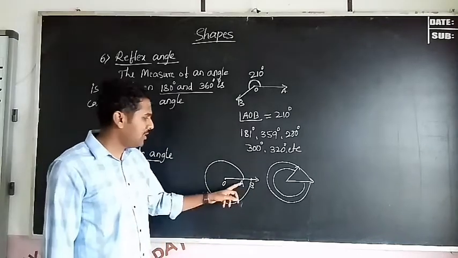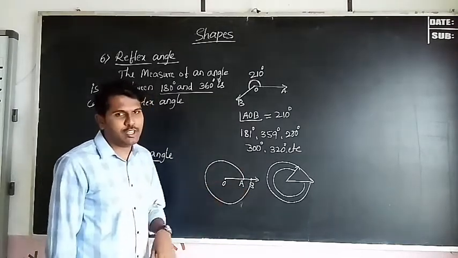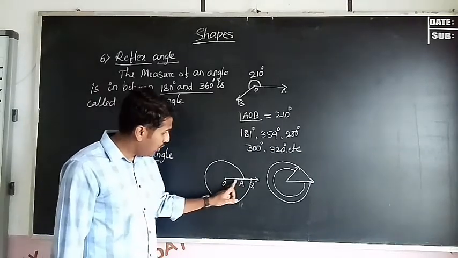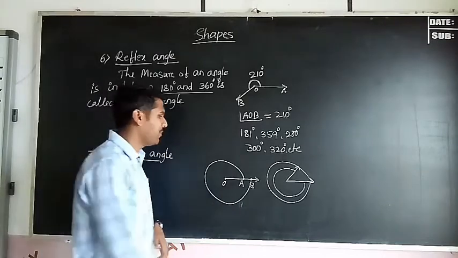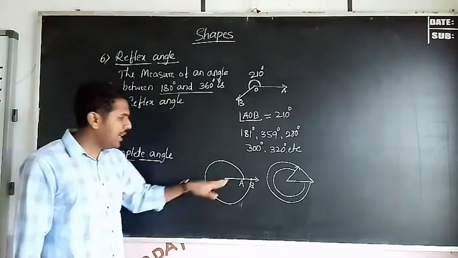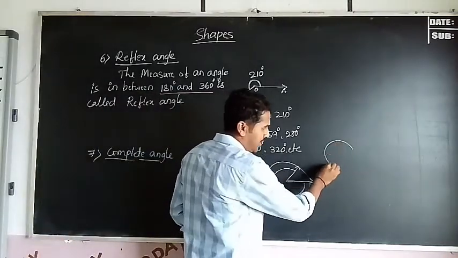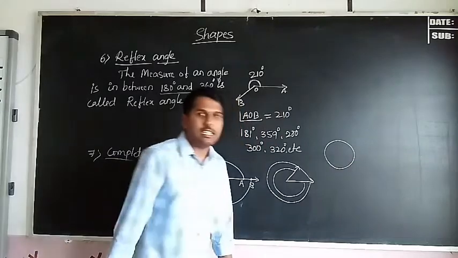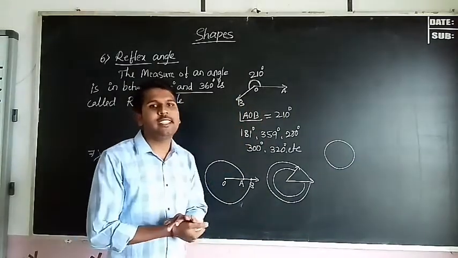Okay, so this one is a ray moving towards its original position. So OA is the initial ray, OB is the final ray. This one is a complete angle. Complete angle means one complete rotation. One complete rotation means how much? 360 degrees.